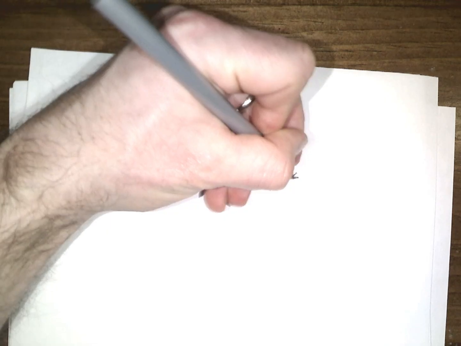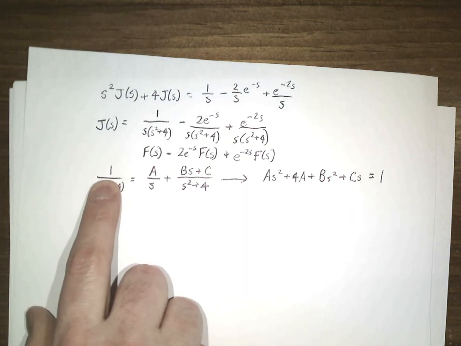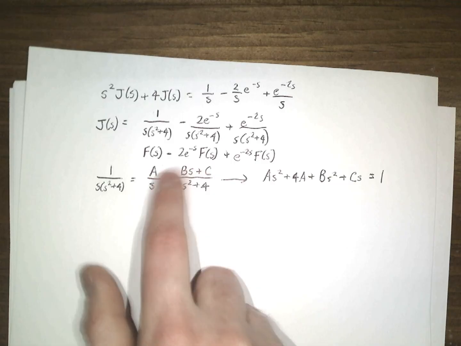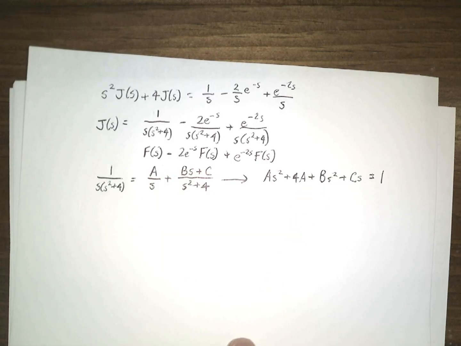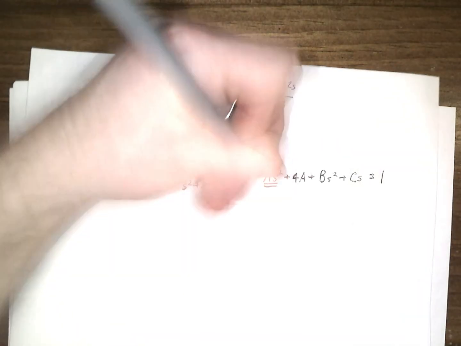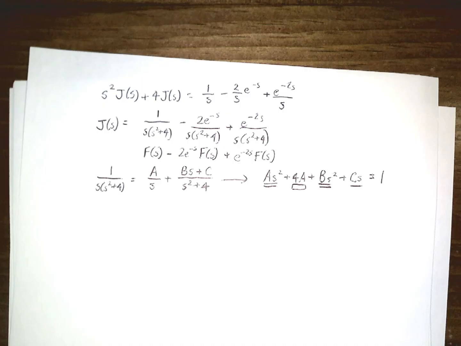So we'll get A(s squared plus 4) plus (Bs squared plus Cs) equals 1. Our original numerator was 1. We need the numerator over here to equal 1 as well. And now we're going to combine like terms. So we have quadratic terms in s, we have a linear term in s, and then we have a constant term in s.